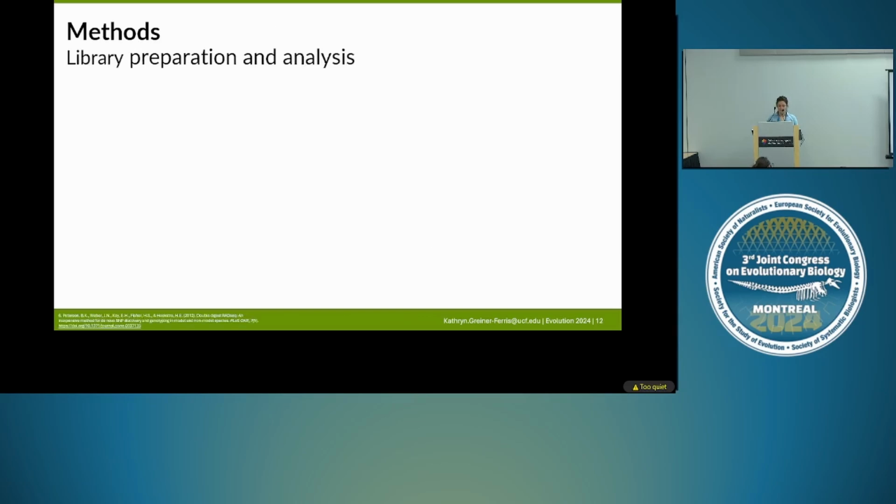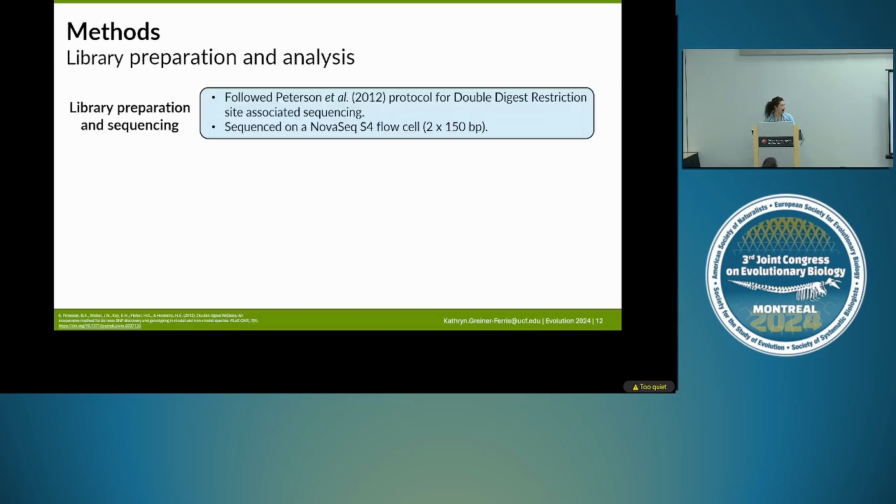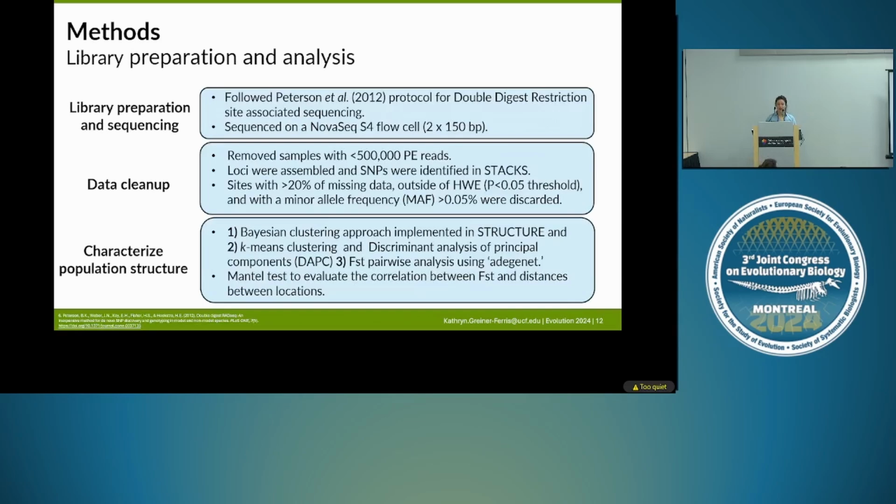et al. So for the sake of time, I'll be brief about my methods, but libraries were prepared for double digest restriction site associated sequencing, and then our data set was cleaned in order to resolve only true single nucleotide polymorphisms using various filtering parameters. And then we used 3 different methods to characterize population structure. This included a Bayesian clustering approach implemented by the program STRUCTURE, K-means clustering with DAPC, and FST analysis.